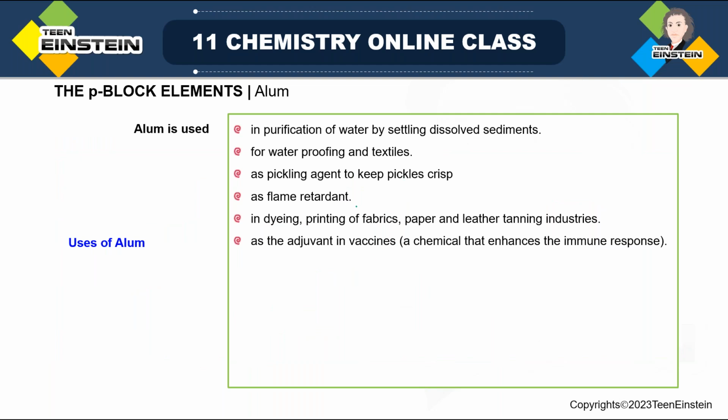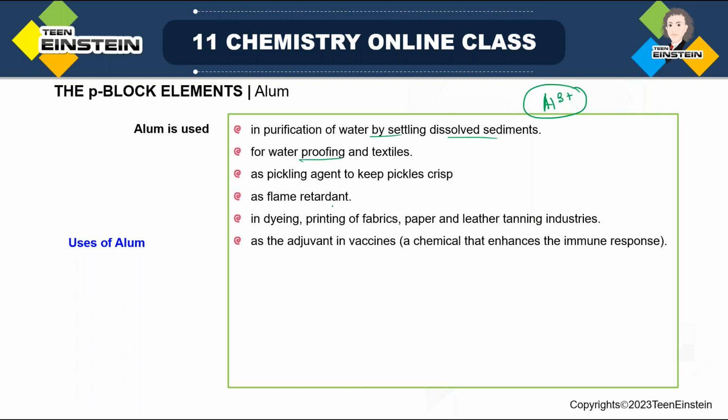Application part. Now, just like AlCl3, alum also has versatile applications in purification of water by settling dissolved sediments. If you consider the mud particles, when we add alum, there is the presence of Al3+, and this Al3+ has a coagulating property. It can coagulate the mud particles and ultimately the water will be cleared. This is a very important application. That is, naturally we can purify water.